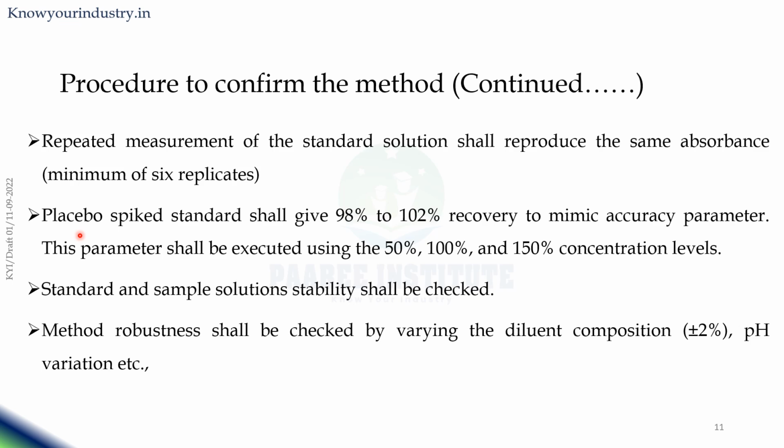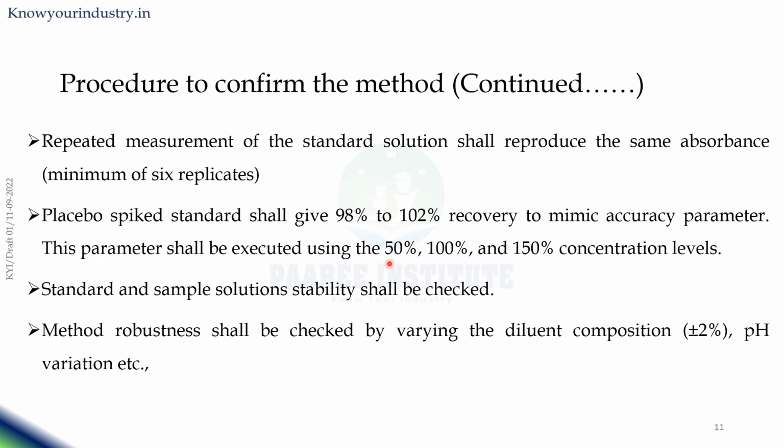So except the drug, all the components will be mixed together to form the placebo. In that you are spiking the standard, and it should give the recovery of 98 to 102%. The plus or minus 2% is acceptable for the recovery, which mimics the accuracy parameter. So this spiking you have to do at 50%.